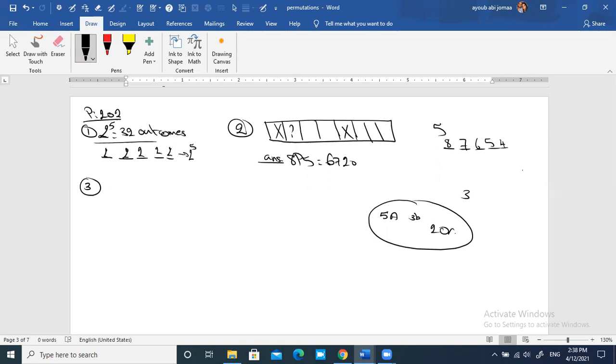Okay, so the second question: here order is important. With replacement or without replacement? With repetition or without repetition?